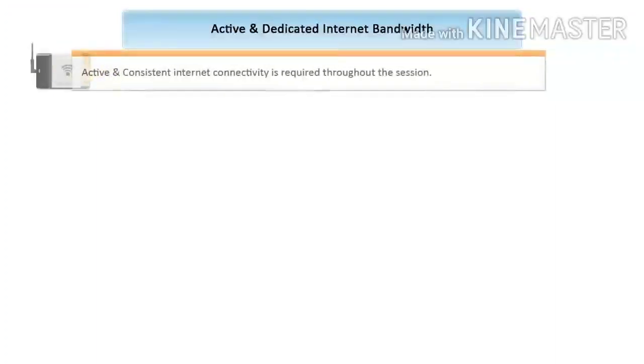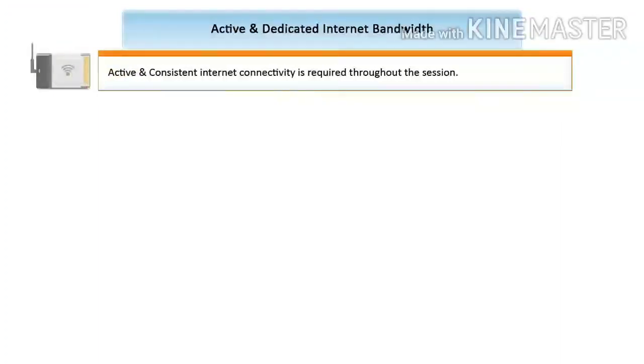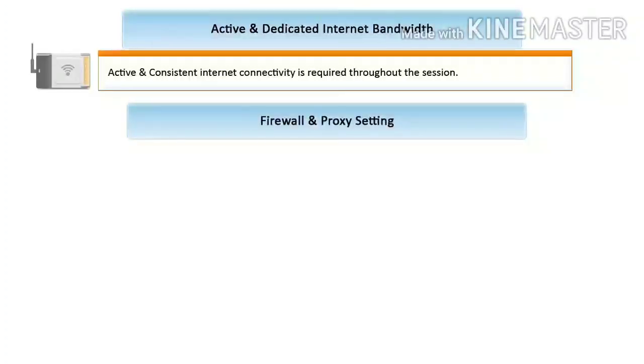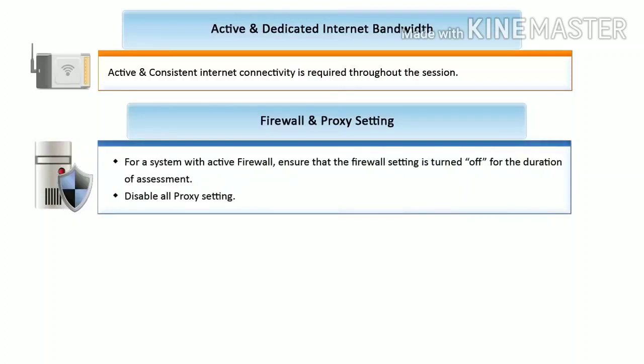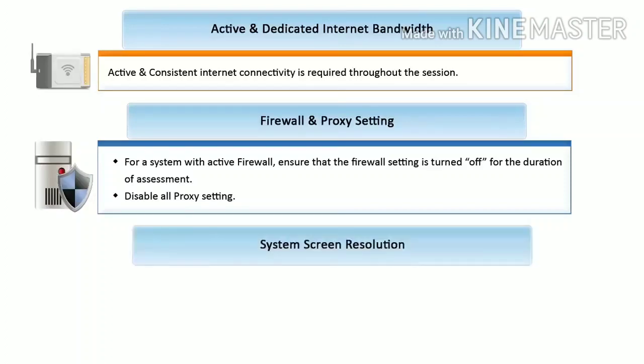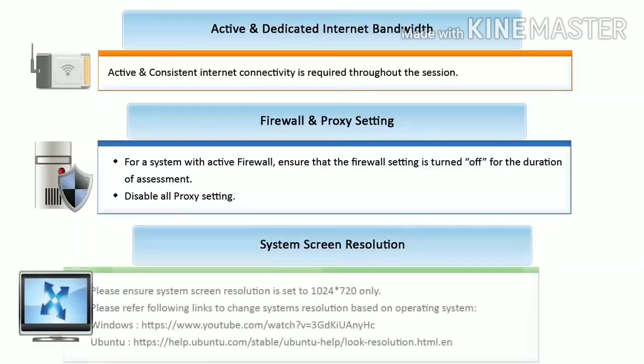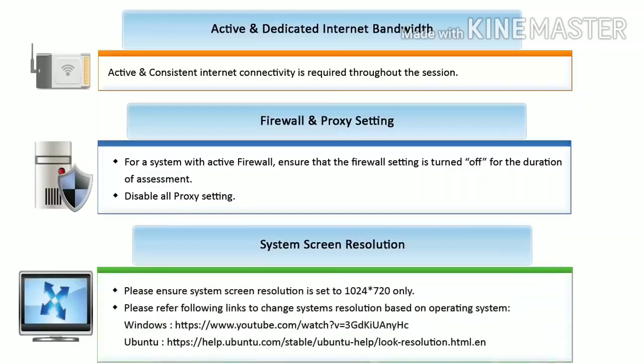Active, dedicated internet bandwidth. Active and consistent internet connectivity is required throughout the session. Next is firewall and proxy setting. For a system with active firewall, ensure that the firewall setting is turned off for the duration of assessment and disable all proxy setting. System screen resolution. Please ensure system screen resolution is set to 1024x720 only. Please refer the links provided to change system's resolution based on operating system.